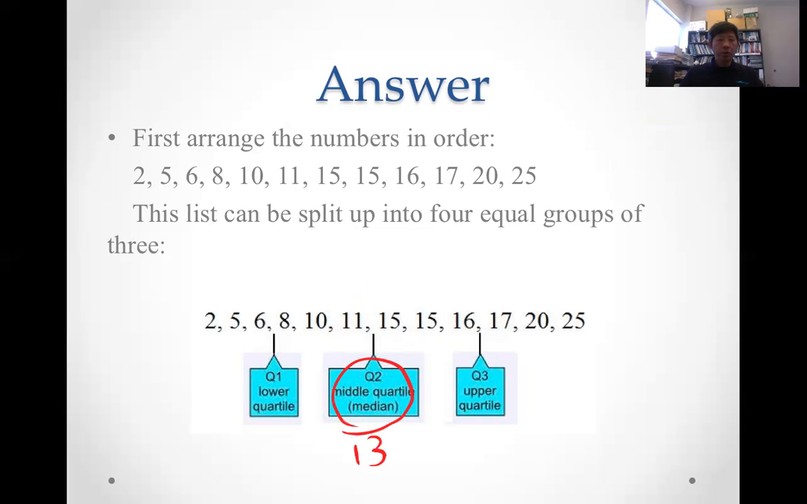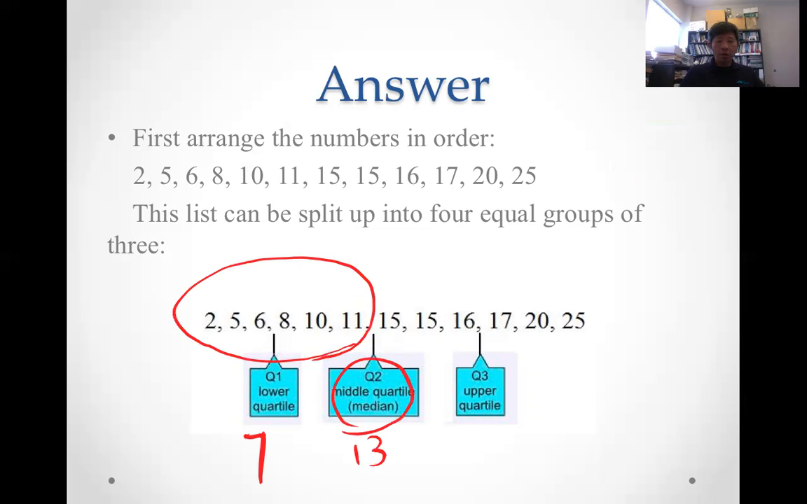Now, next, we want to find Q1, the low quartile. The low quartile is right here, right? We want to find another middle number of this group. It's right between 6 and 8. Did you see in the middle? So that'd be 7, right?